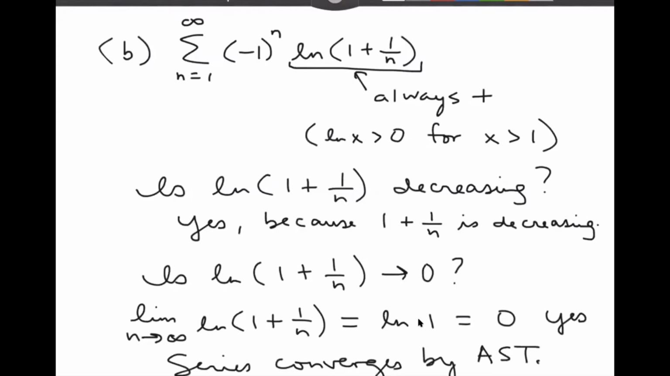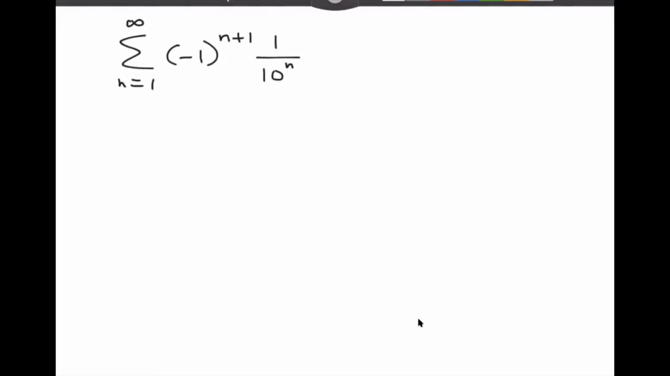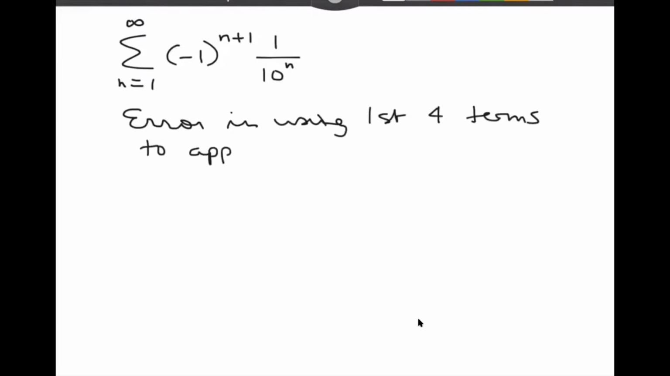All right, the next example was to estimate the error when this series is approximated using the first 4 terms. All right, error in using first 4 terms to approximate the sum of the series.